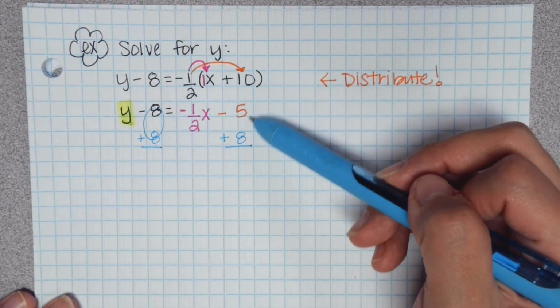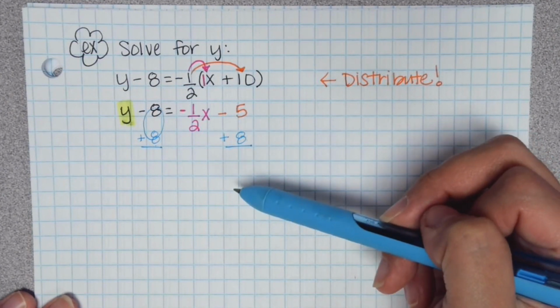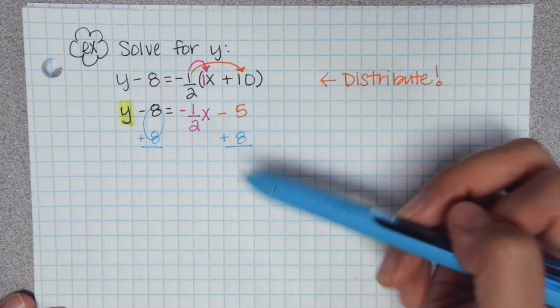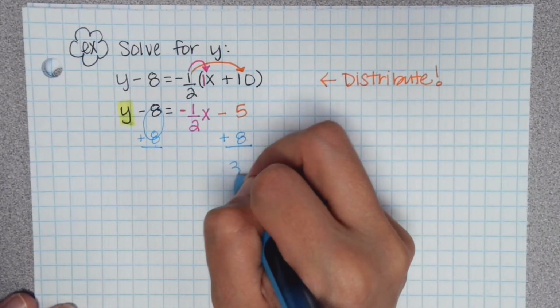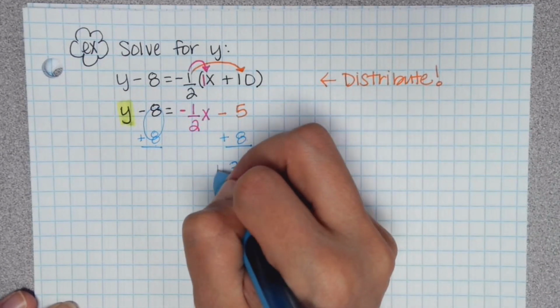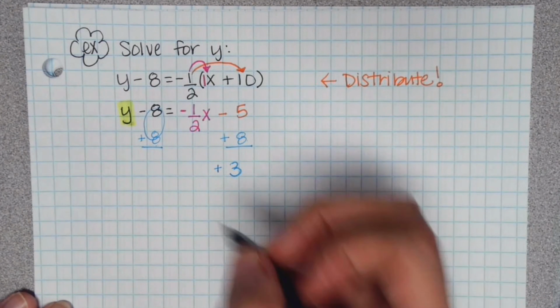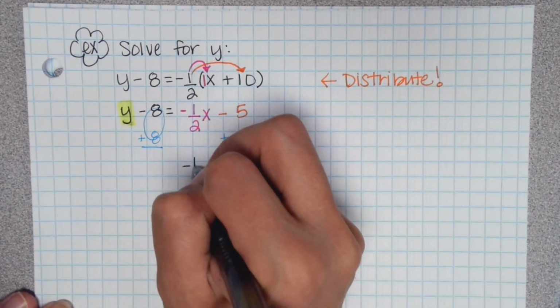So negative 5 plus 8? 3. I counted with my fingers. Yeah. So that's 3, and that's positive 3 because you have fingers. It's not like you have negative fingers. And we bring everything else down.